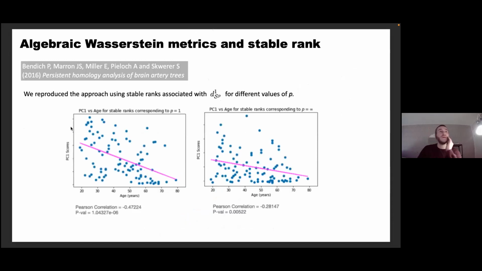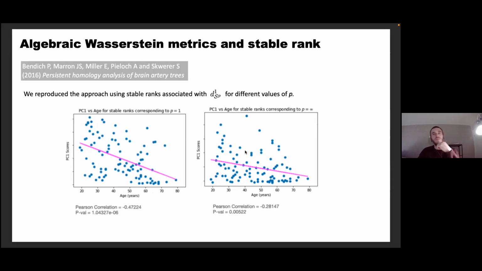So what we did was we reproduced this approach using stable ranks instead, and these stable ranks were stabilized with respect to these algebraic Wasserstein distances with Q equals 1 and different values of P. We observed the same significant correlation between the first principal component and age, but interestingly, we noticed that this correlation is much more significant for low values of P than for high values of P.